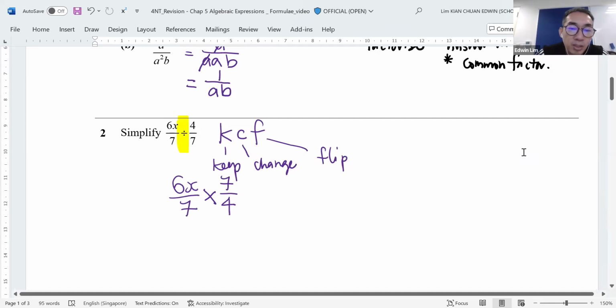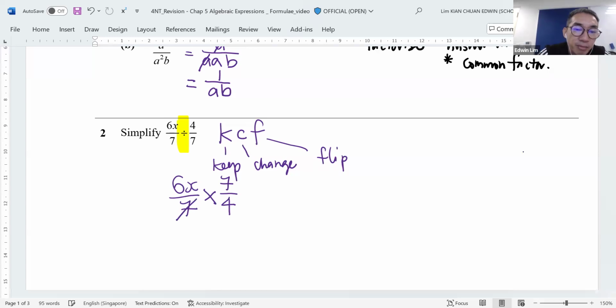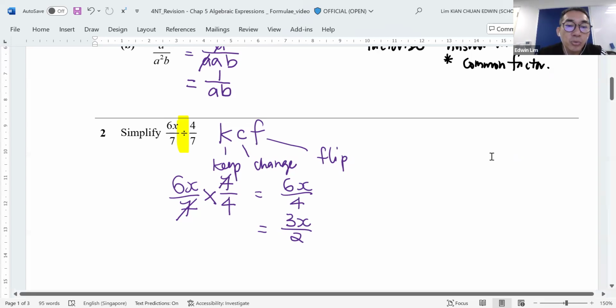Some of you love to do this. 7 and 7, we can divide it. So we are left with only 6x over 4. Simplest form, 3x over 2. So this is the answer for question number 2.